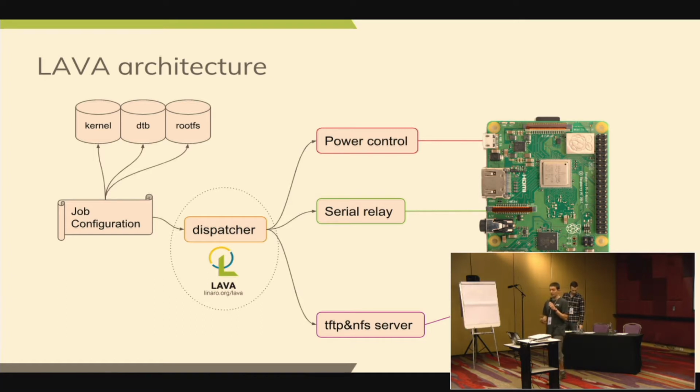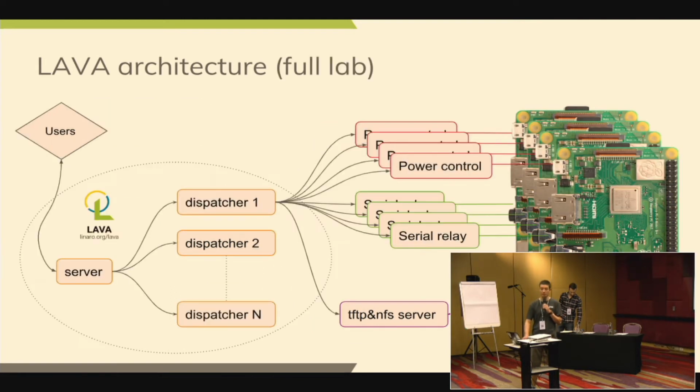And if you want to test a board, you will provide to the dispatcher a job configuration, which is a description of the resources you want to test on your board. So DTB, kernel, rootfs. And you will also specify the method to use for deploying, booting and testing. All of these go into the job definition. I will show one a bit later on.